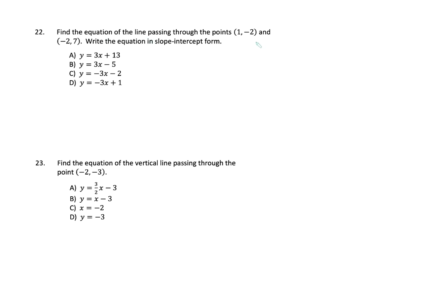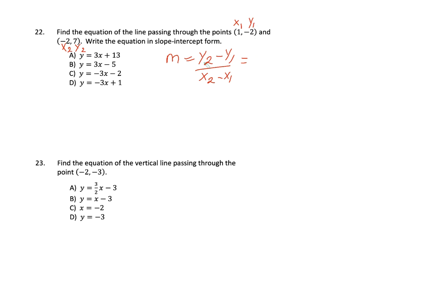22, we have to write the equation of the line. So I have to find the equation of the line passing through the points (1, negative 2) and (negative 2, 7), and then write the equation in slope-intercept form. So my first step is I have to find the slope. They're not going to give you the slope equation, so you have to remember that the slope is y2 minus y1 over x2 minus x1. Because this is the first point, this is x1 and this is y1, this is x2 and this is y2, because this is your second point.